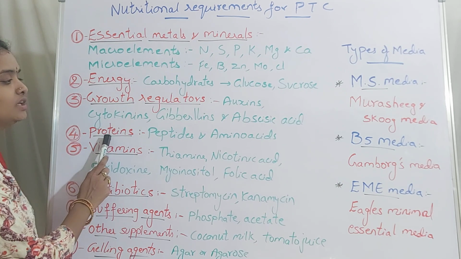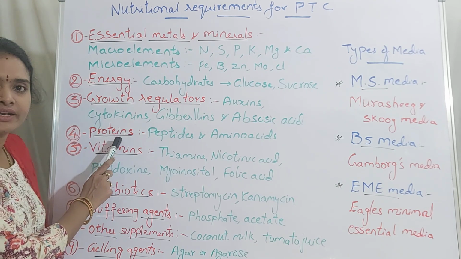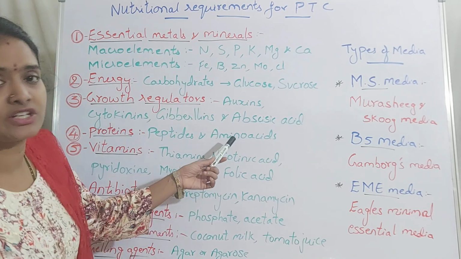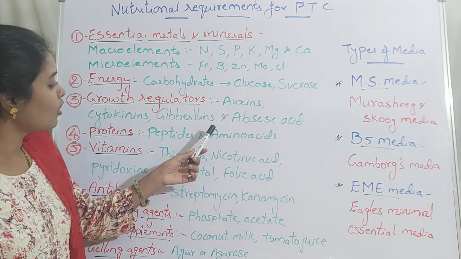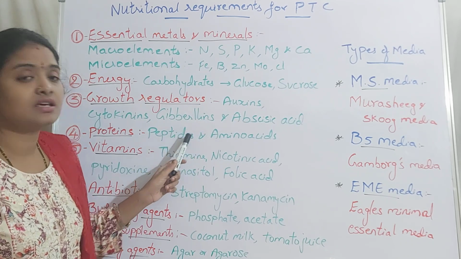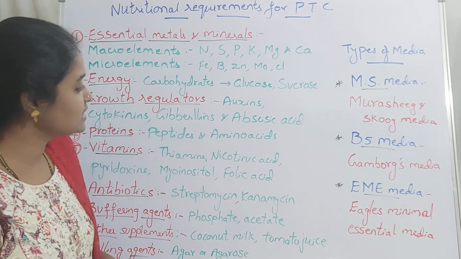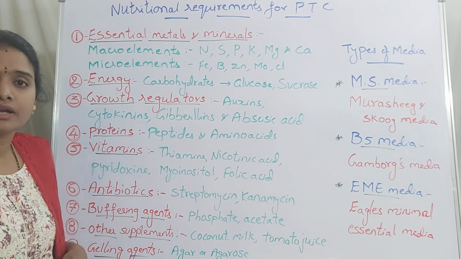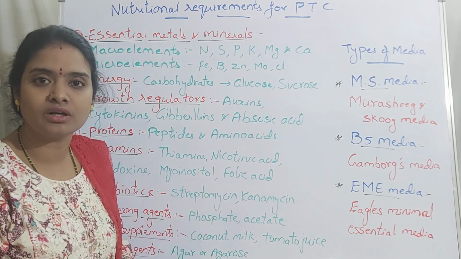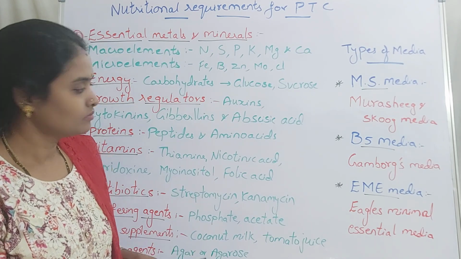Next you have the proteins, which can be provided in terms of peptides or amino acids like asparagine. All these amino acids or proteins act as a nitrogen source. These are readily available nitrogen, and they can be absorbed easily when compared to inorganic nitrogen.